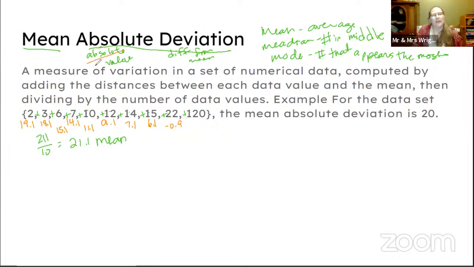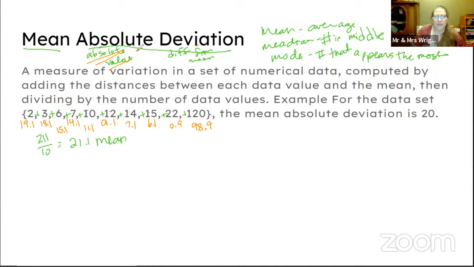Now 21.1 subtract 22, I get negative 0.9. But remember, absolute deviation, meaning the absolute value, which means the positive of whatever it is. So we're not going to have a negative 0.9. It's just going to be 0.9. So then 21.1 minus 120 is 98.9. Okay. So now that I have all of those numbers, we just found the absolute deviation, right?